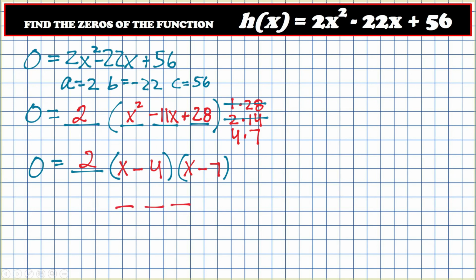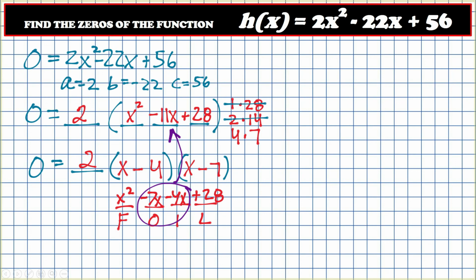If I FOIL quickly to make sure that I did the problem correctly, x times x is x squared. My outers are x and negative 7, so that makes negative 7x. My inners are negative 4 and x, that makes negative 4x. And my lasts are negative 4 and negative 7, which makes positive 28. And then the thing that lets us know that we did the problem correctly is that negative 7x and negative 4x come out to negative 11x. So we've just changed our function from standard form into intercept form. Now that it's in intercept form, all we need to do is find our x-intercepts, or our zeros, and we'll be done with the problem.